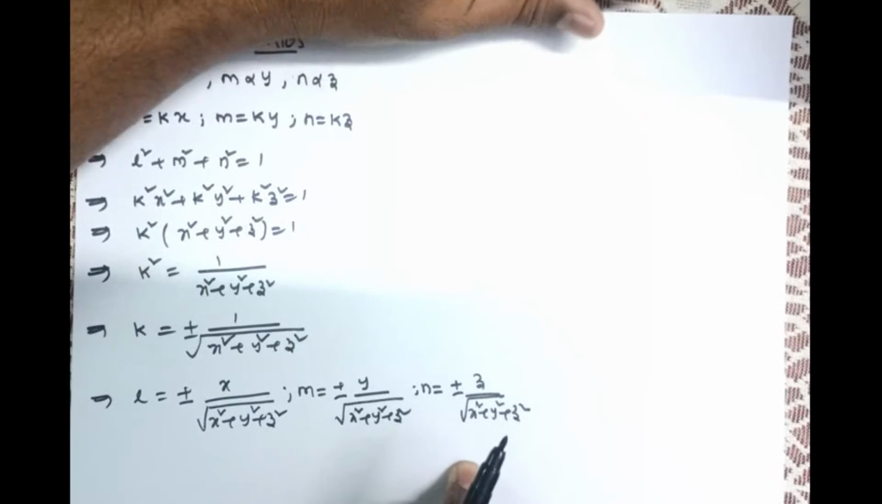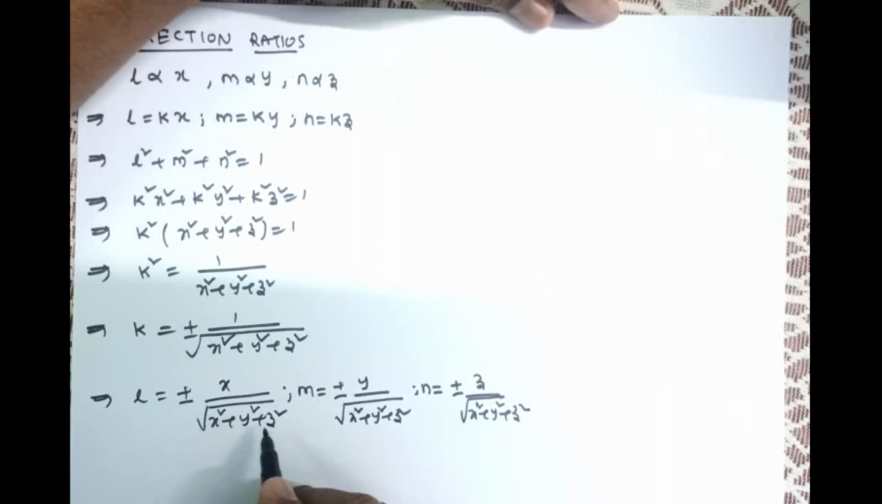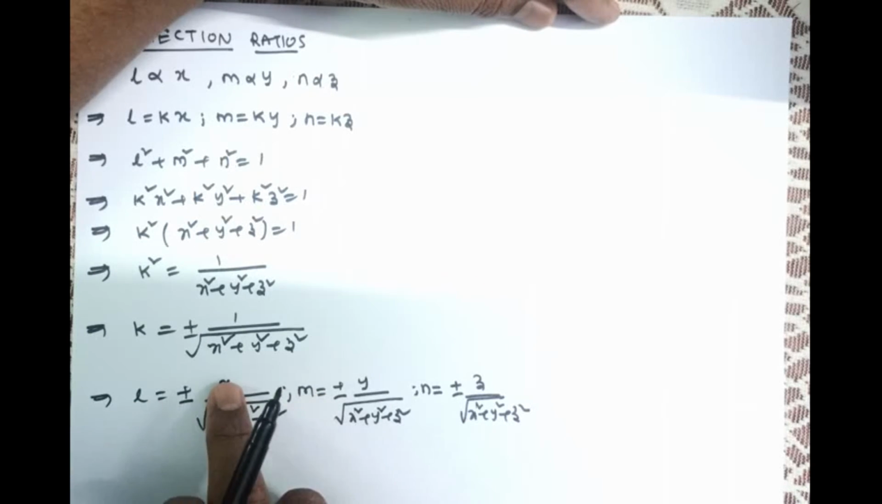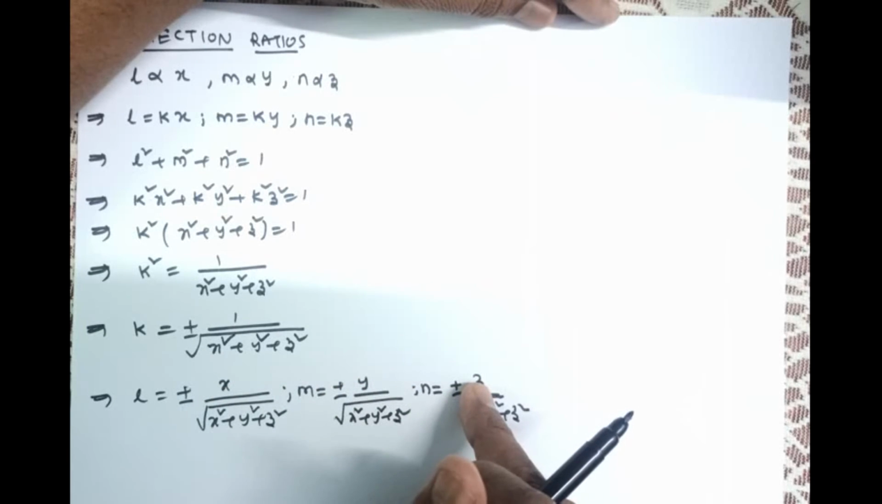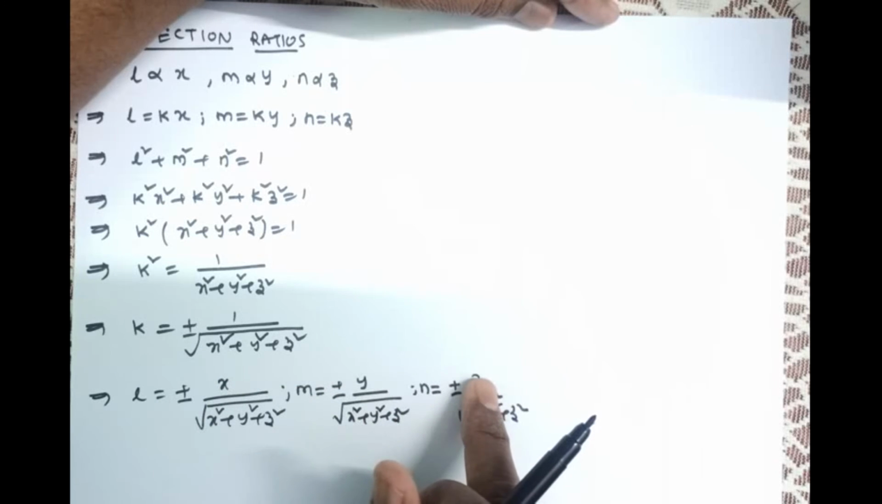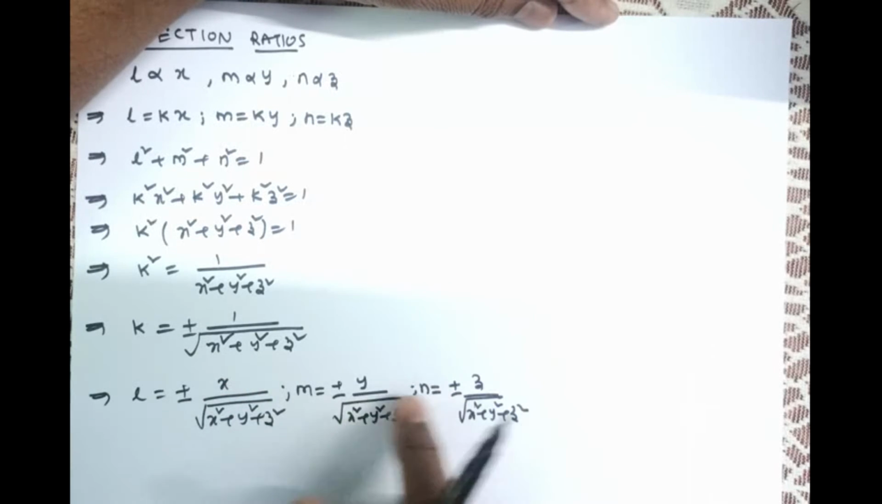Okay, so these are the relations between the direction cosines and direction ratios. These are the direction cosines and these are the direction ratios. x, y, z are the direction ratios. If x, y, z direction ratios are given and we divide with the magnitude, then we will get the direction cosines. So this is the relation between direction cosines and direction ratios.